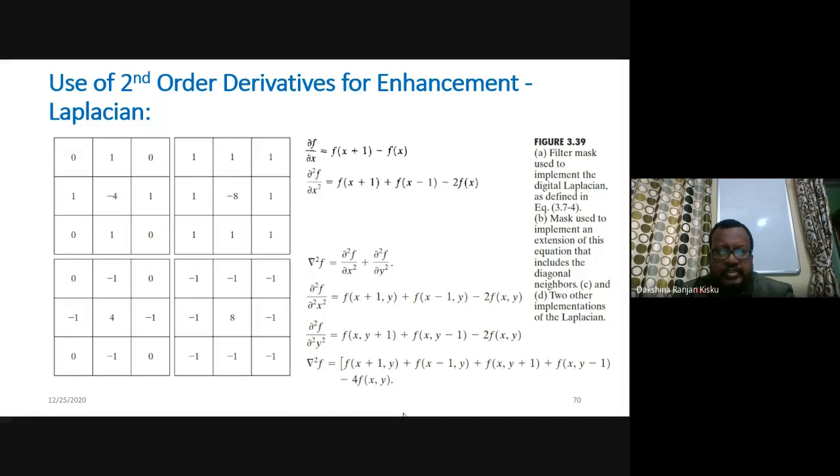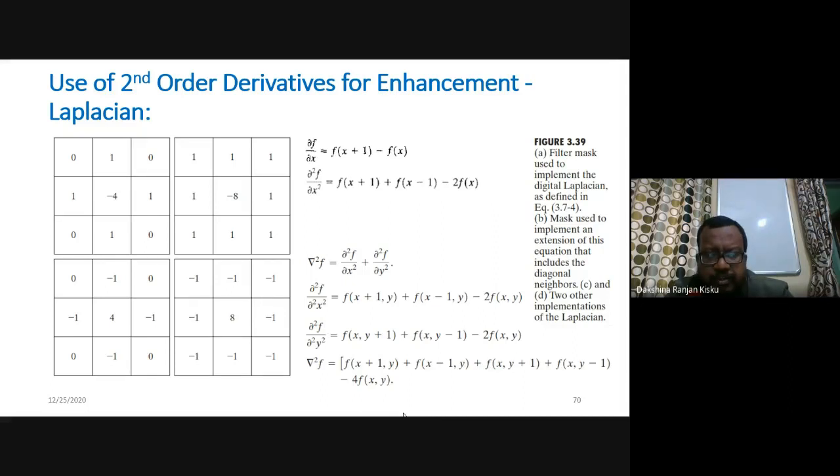Now we will talk about the second derivative operators for image enhancement, which is known as the Laplacian. This second order derivative for enhancement uses the approach of having a derivative in terms of the pixel values given in the image. This Laplacian operator uses the isometric property. Isometric property means that this property is found to be intact for every Laplacian operator.